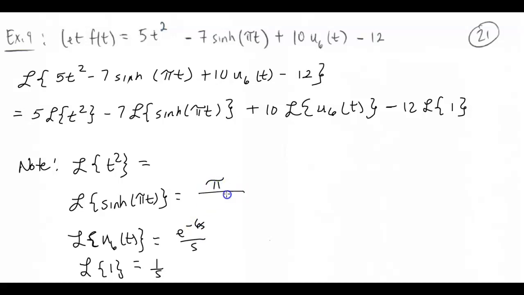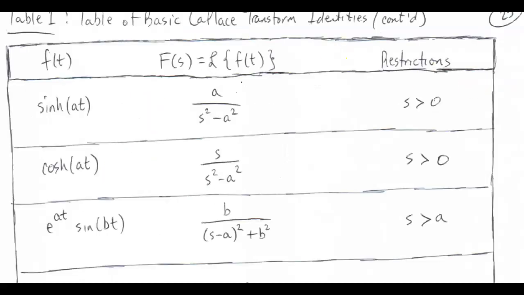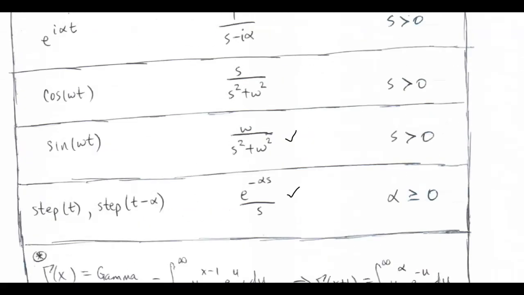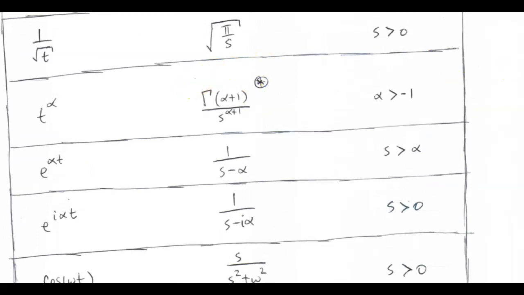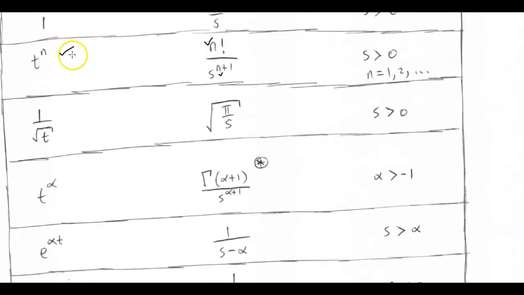So we'll have pi over s squared minus pi squared. And then, of course, Laplace transform of t squared. If we go back, we'll remember that was this one here. And just so that you know, there is a difference between this one and this one, where this alpha could be any real number, whereas n can only be natural numbers. So n can only be 1, 2, 3, 4, where alpha, again, could be any real number as long as it's greater than -1. Okay.